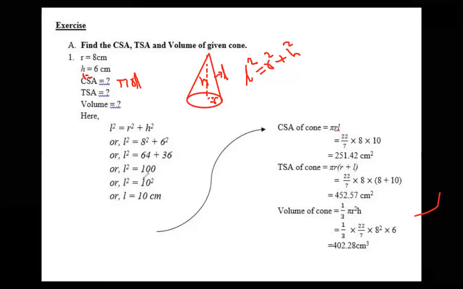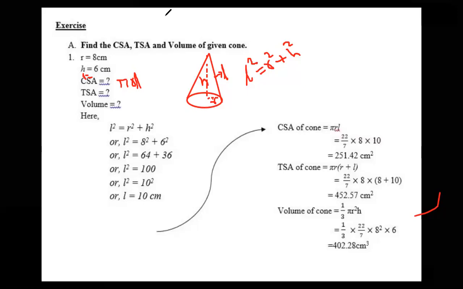So there is a square, that means we need to find out the square root of this number. So what is the square root of 100? It is 10 square. So square and square will be cancelled. So what is the value of L? L means 10. In this way we will get the value of L.